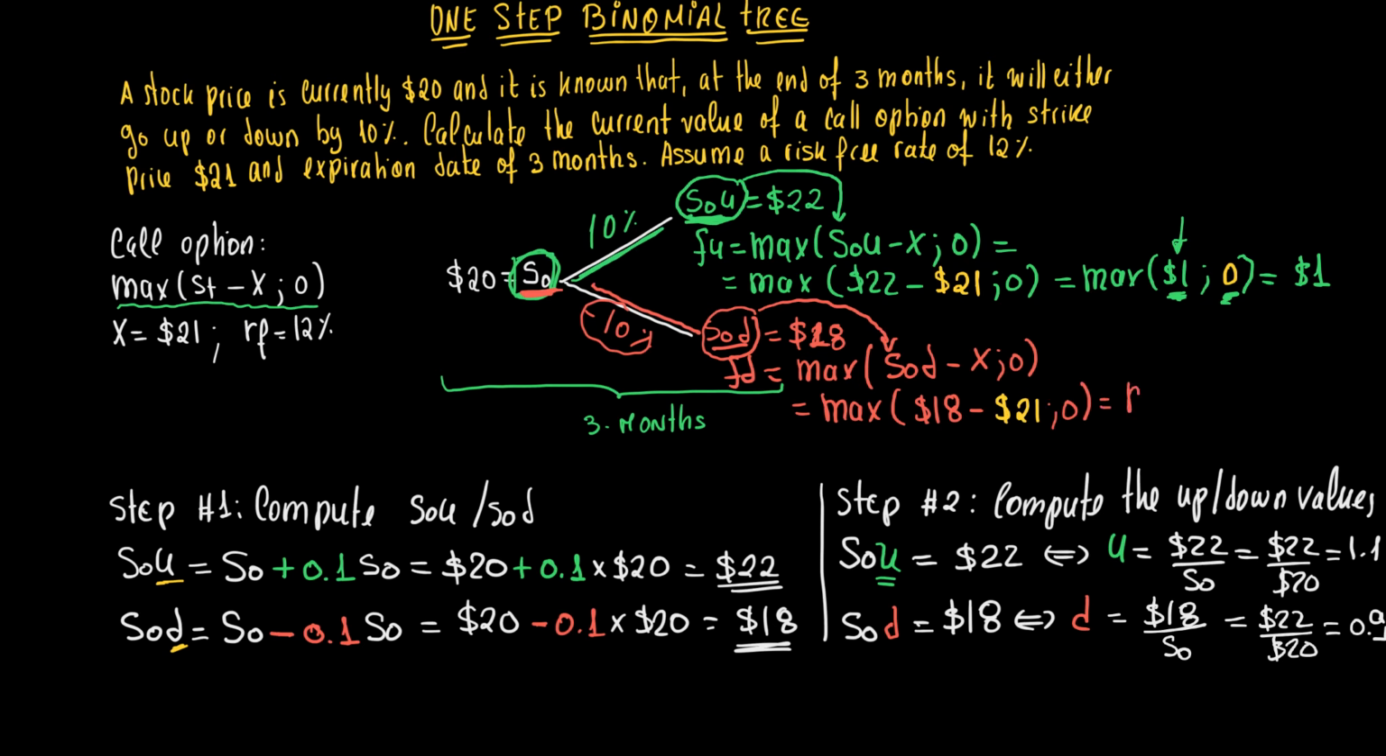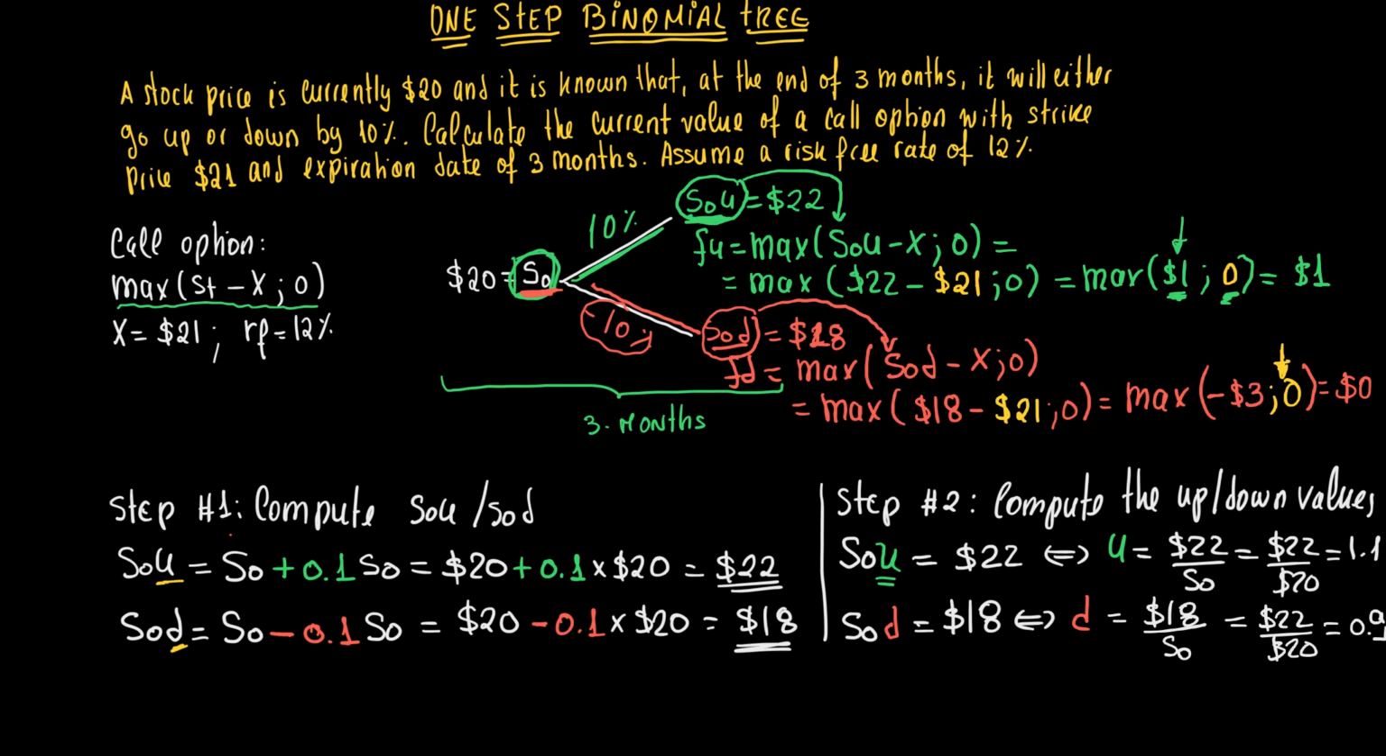And again, if I substitute the values, this is going to be the maximum between minus $3 or 0. So basically what I have to look at here is the following. What is better, to exercise my contract and have a loss of $3, or not exercise at all and walk away with 0? And of course, between a loss or 0, I prefer 0. So this one pays $0.